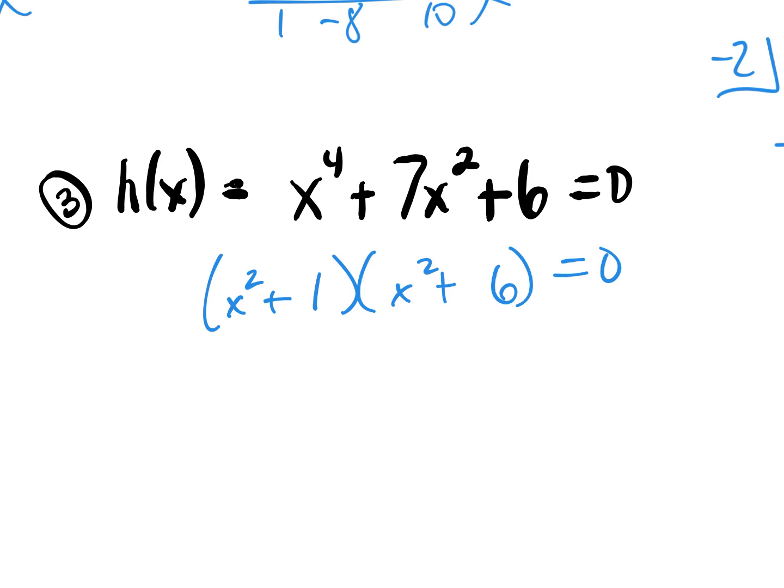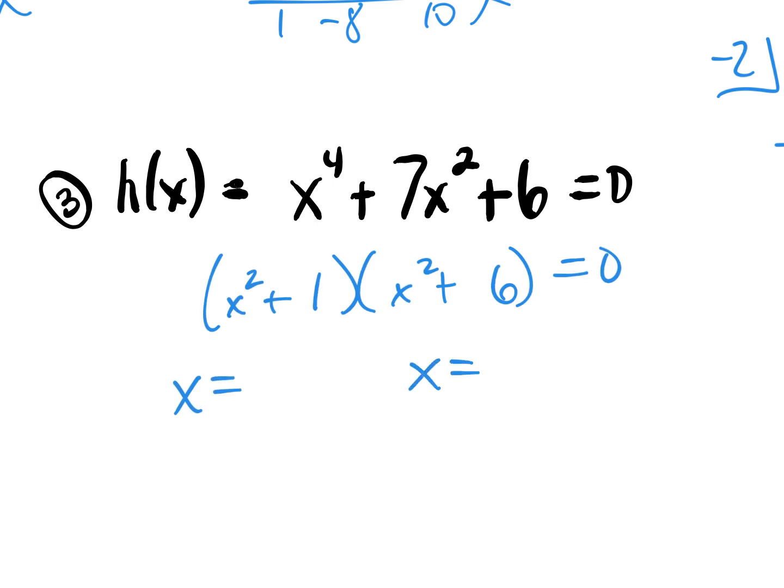What do you guys notice about these 2 parentheses? They're not real. None of them are real. This is called a prime polynomial. You have 4 solutions, just none of them are real. So depending upon what the question asks you, we're going to find the zeros. Let's go ahead and find the zeros. I know I can find what x equals.